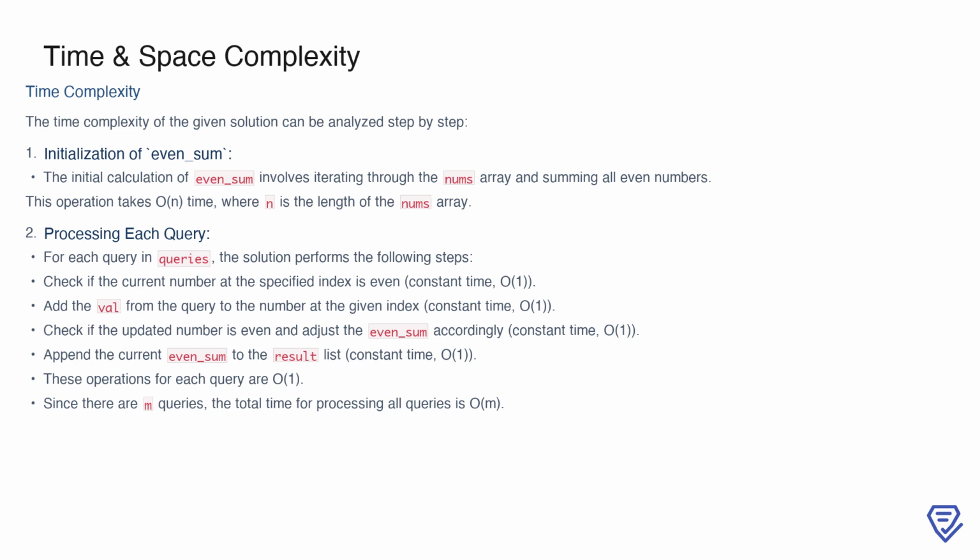Next, we evaluate the cost of processing each query. For every query, the algorithm performs a series of operations. It checks if the number at the specified index is even, updates the number by adding the query value, checks if the updated number is even, adjusts the even_sum if necessary, and finally appends the result to the output list. Each of these steps takes constant time, or O(1). Given that there are m queries, the total time complexity for processing all queries is O(m). This separation into initialization and query processing helps us understand the step-by-step contributions to the overall complexity.